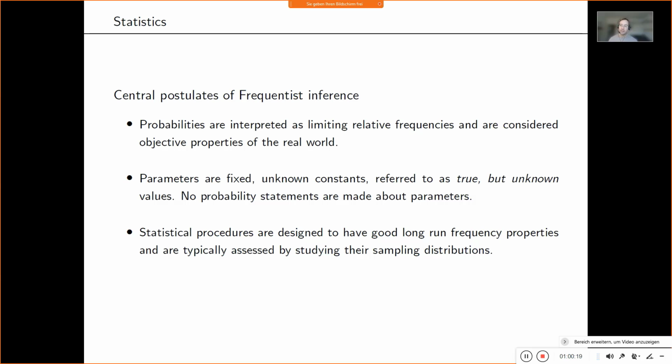What is central to frequentist inference is that you assume that there are certain parameters as fixed unknown constants in the world, which we will often call true but unknown values.